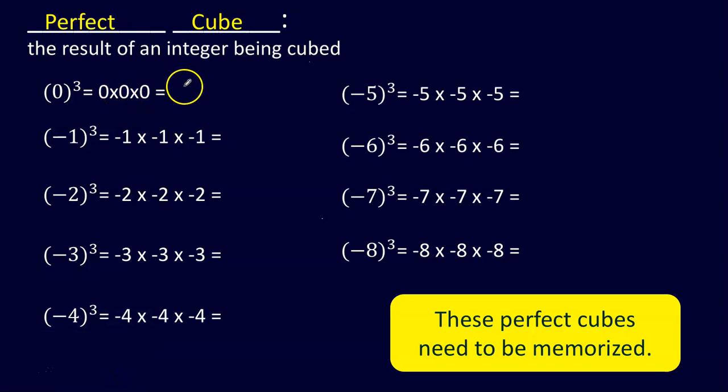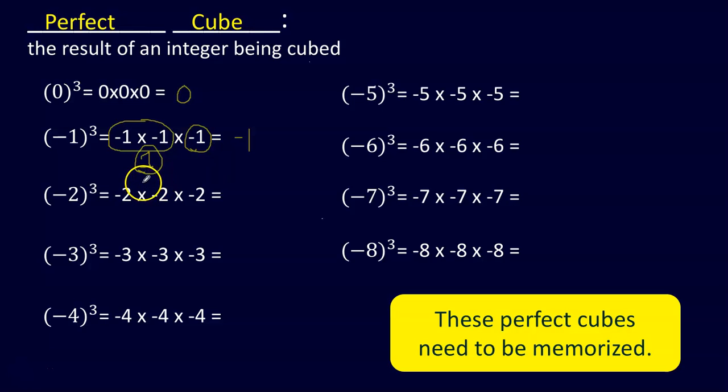0 times 0 times 0 is equal to 0. Negative 1 times negative 1 is equal to positive 1. And then positive 1 times negative 1 equals negative 1. You were supposed to learn these rules last year, so I'm hoping that you remember that a negative number times a negative number is a positive number. Then when you have that positive number and you multiply it by a negative number, you get a negative number.